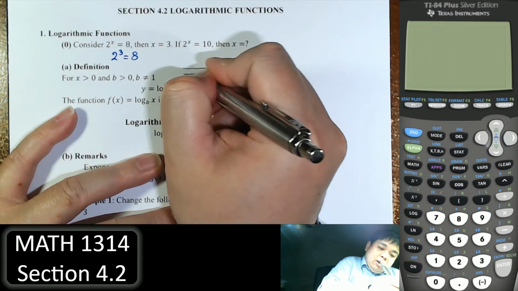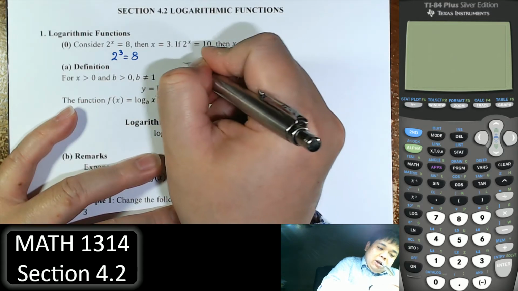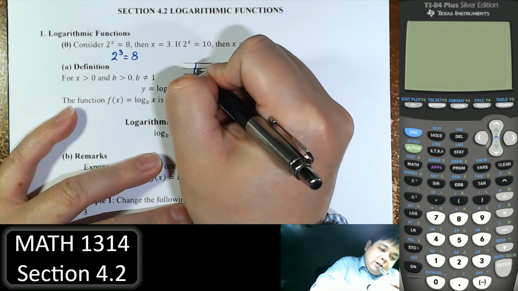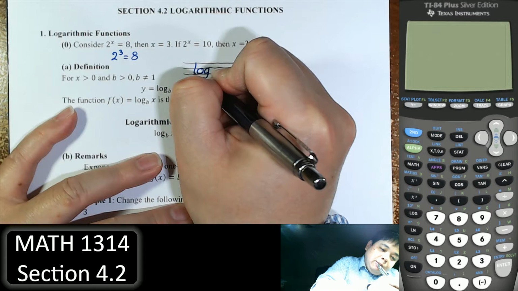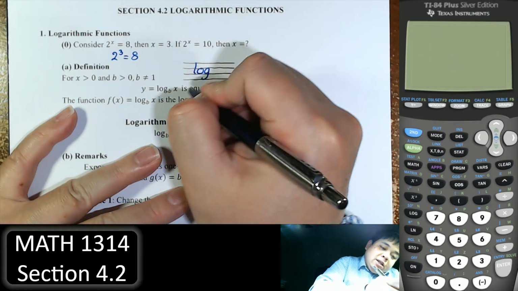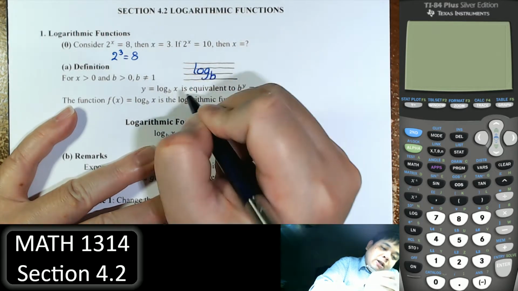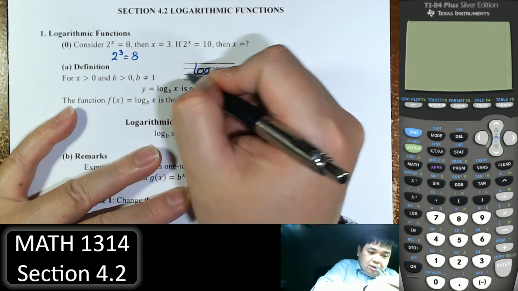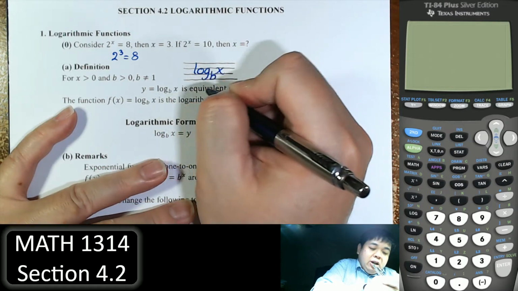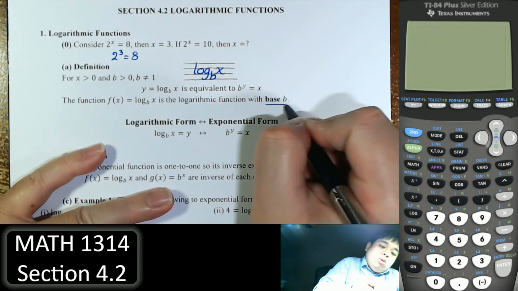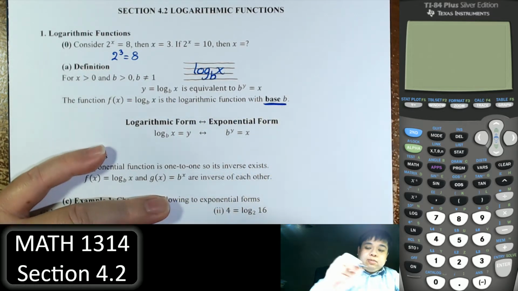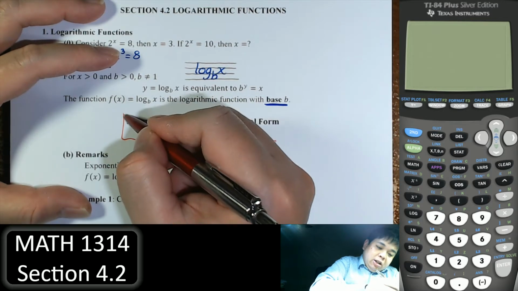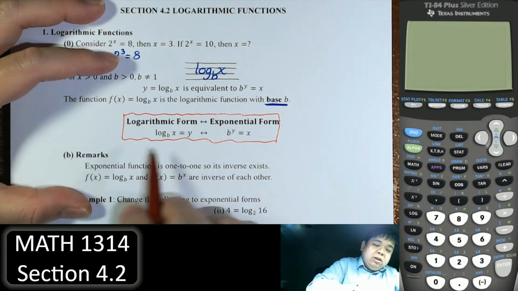By the way, when we write log, the base is the subscript, and the x is on the same level as the log. So the log and x are on the same level. The b is a subscript, which is also called the base. And we can interchange between the logarithmic form and exponential form in this case.